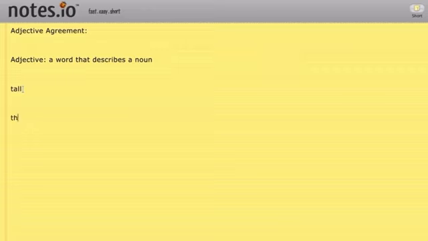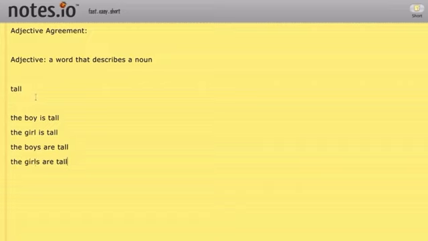So, let's lay out some sentences real quick. The boy is tall. The girl is tall. The boys are tall. And the girls are tall. So if we take a look at this, you can see that tall is going to stay the same in every single one of these sentences. However, the funny thing is, in Spanish, we'd actually use a different form of tall for each of these.